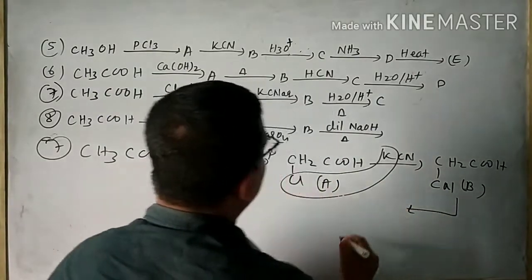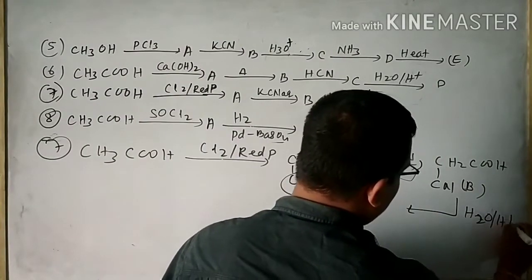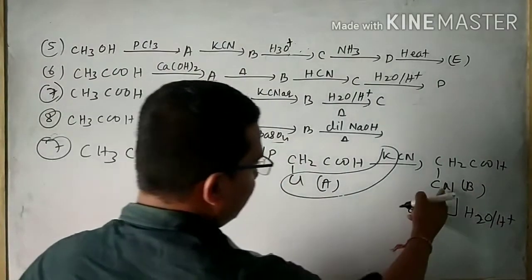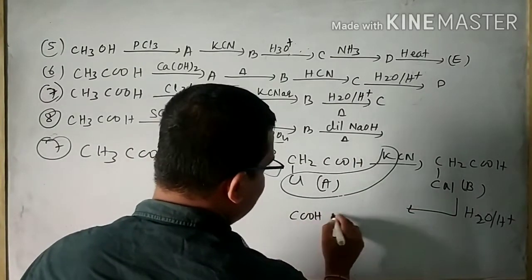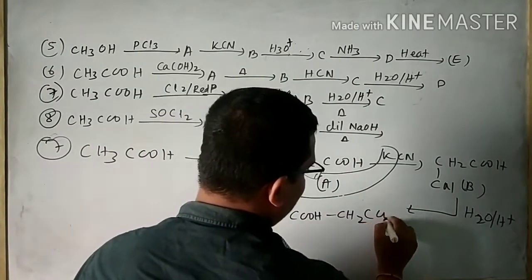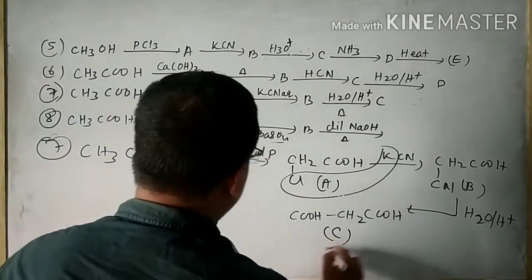Now B will be treated with H2O, H plus. That is your CN will be converted into carboxylic acid. That means COOH bond CH2 COOH. This is your product C.